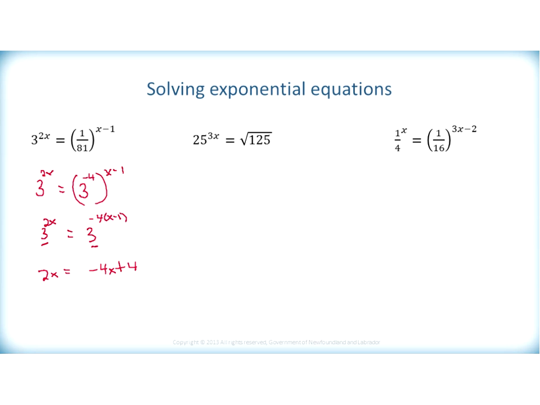Remember, this 4 uses the distributive property, multiplied throughout the whole bracket. So that would give us 2x plus 4x is equal to 4. 6x would equal 4. x would equal 4/6, or 2/3.